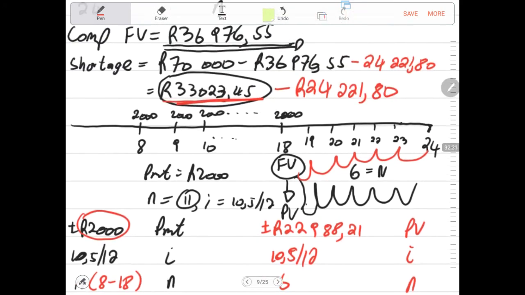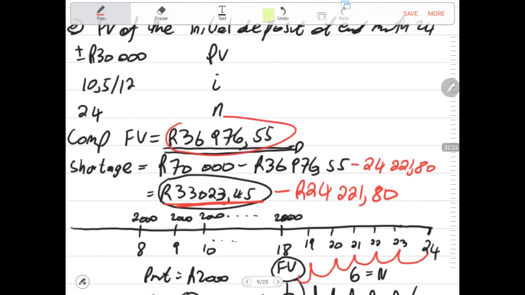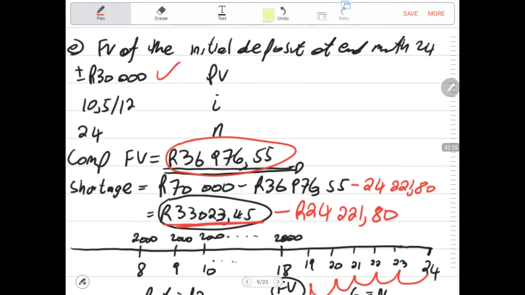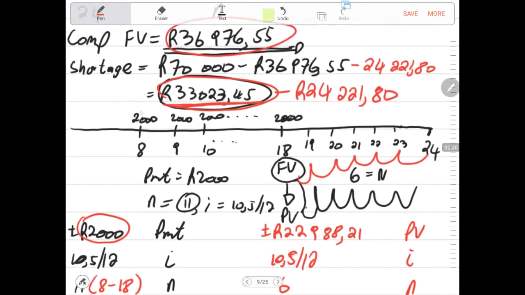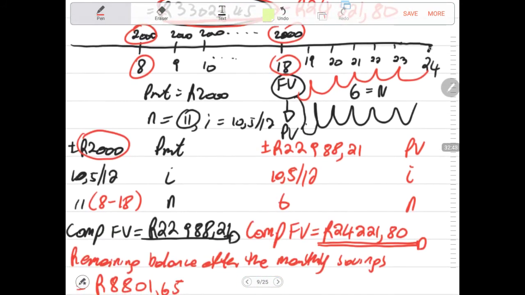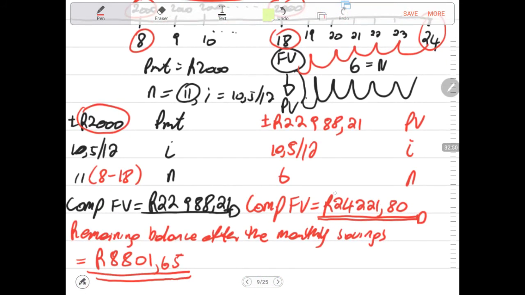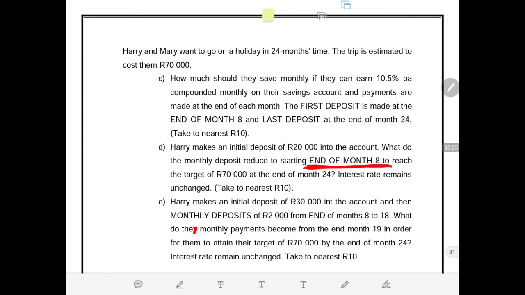After they have raised 36,000 from the 30,000 of the initial deposit, there was still a shortage of 33,000. And they made monthly deposits of 2,000 from month number 8 up until month number 18, which earned interest up until month number 24 and became 24,221. There was still a remaining balance of 8,801.65. How must they raise money to get to this 8,801? That is the last part of the question.